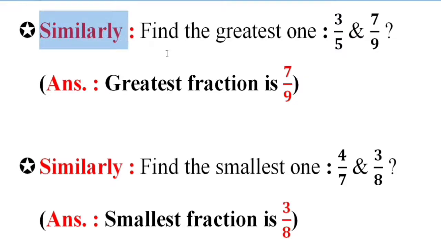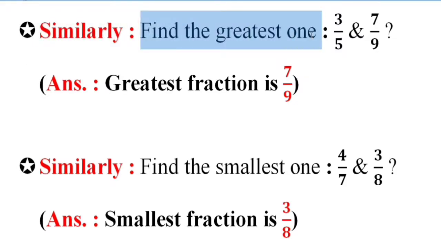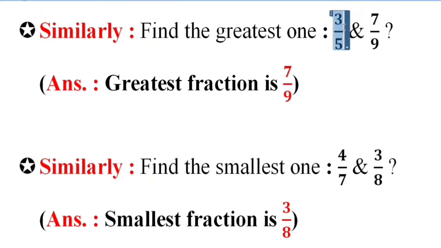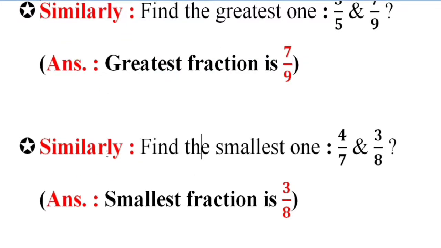Similarly, find the greatest one: 3 by 5 and 7 by 9. Answer: the greatest fraction is 7 by 9. Similarly, find the smallest one: 4 by 7 and 3 by 8. Answer: the smallest fraction is 3 by 8.